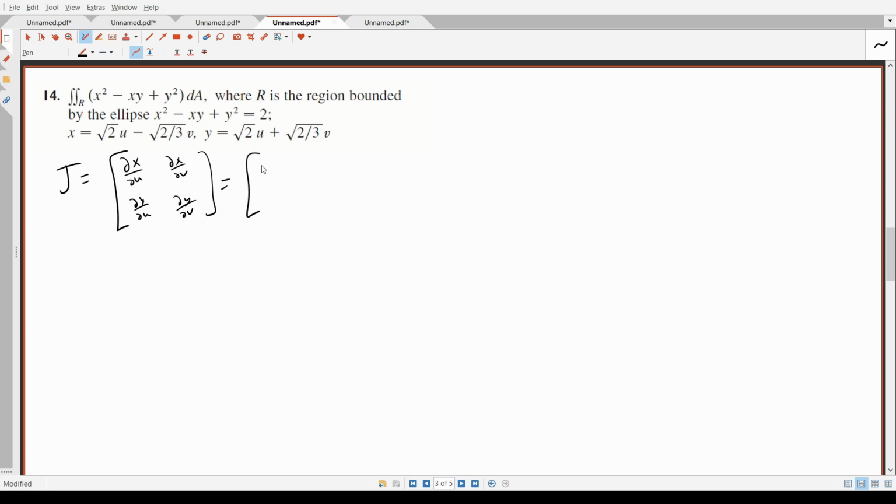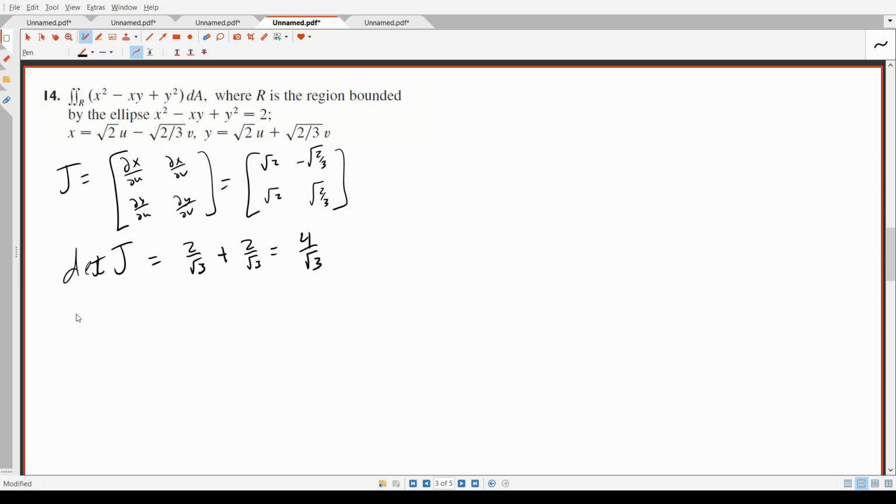So dx du, that's going to be root 2. dy du, that's also root 2. dx dv, that's going to be minus root 2 over 3. This is going to be positive root 2 over 3. So the determinant of the Jacobian is going to be root 2 times root 2 over root 3, which is 2 over root 3, minus minus 2 over root 3, so 4 over root 3.